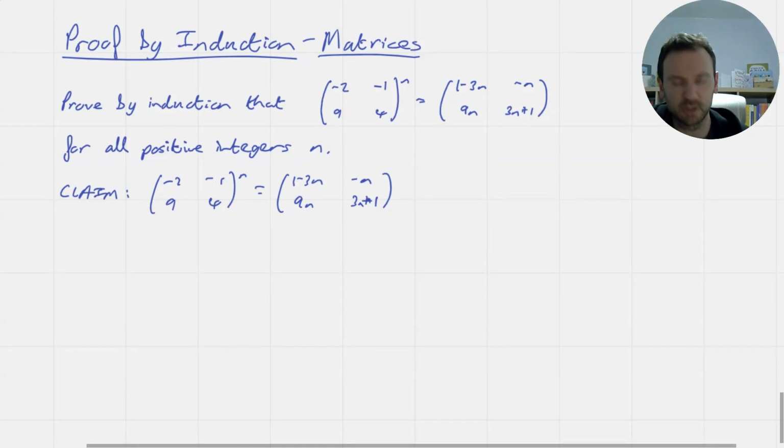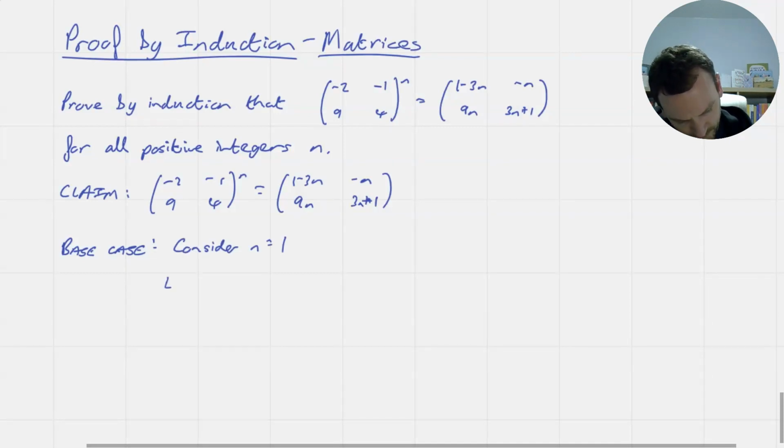The first step of a proof by induction is always the same. We want to check our base case, and our base case is going to be whatever the lowest value of n we're interested in is. We're trying to prove this for all positive integers n, so the lowest one is n equals 1. So let's consider n equals 1. The left-hand side is just our matrix to the power 1, because if we replace n with 1, the power just becomes 1, which is obviously just (-2, -1; 9, 4).